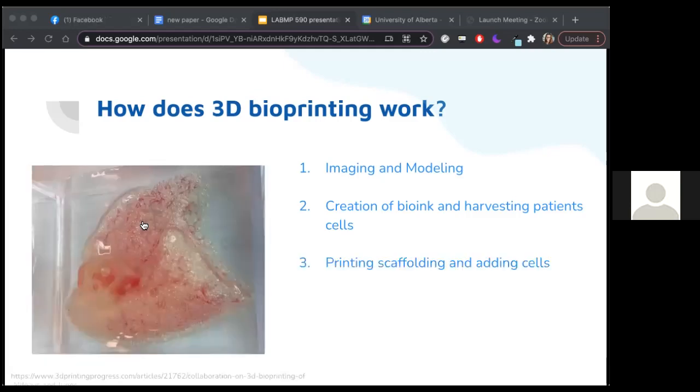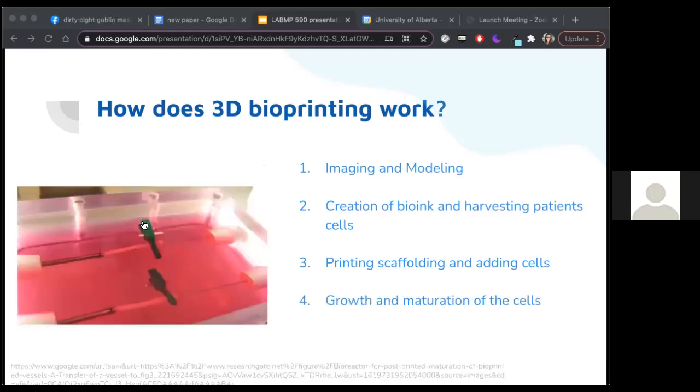The third step is to print the scaffolding and to add the cells. So the bioinks are added into the 3D printer and the scaffolding is created based on the digital model. The scaffolding is important because it mimics the natural supportive framework of collagen, extracellular matrices, and fibrous tissues that help the organ maintain its structure and shape. After the scaffolding is printed, the collected cells are seeded or deposited onto the scaffolding. And the last step is growth and maturation of the cells in a bioreactor to create the fully functional organ.